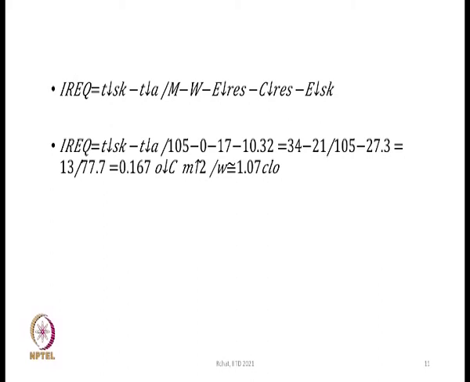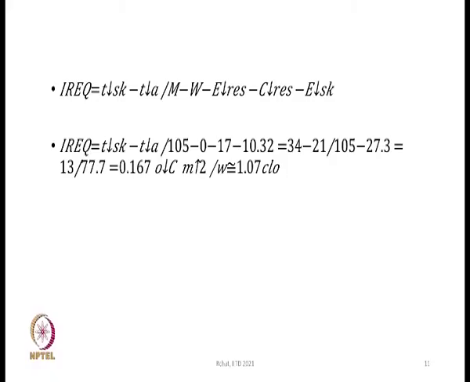If we do it, TSK minus TA is how much? 34 minus 21, because TSK is 34 and TA as given here is 21. So, TSK minus TA is going to be 13. So, 13 by 77.7, which will give you 0.17167. This will be the requirement of the IRQ, degree centigrade meter square per watt. This is the insulation value of the clothing that I need, so that only 77.7 watt of heat can be lost, not more than that.